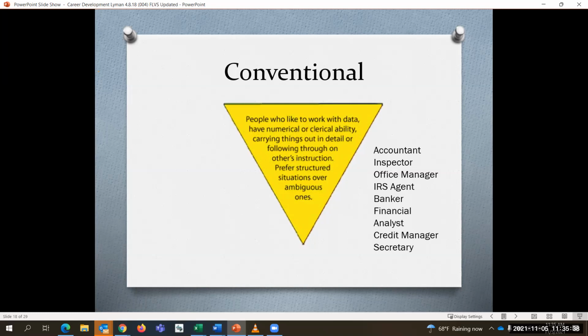So anyway, here's just some examples: banker, financial analyst, credit manager, an inspector, any kind of managerial positions where they're kind of in charge, or clerical things. Maybe you're an office assistant or something like this, very detailed jobs.